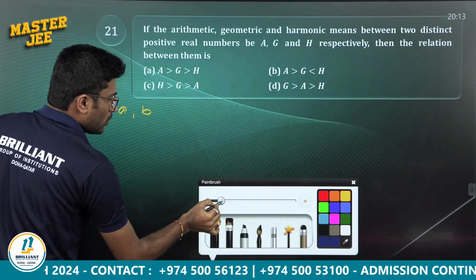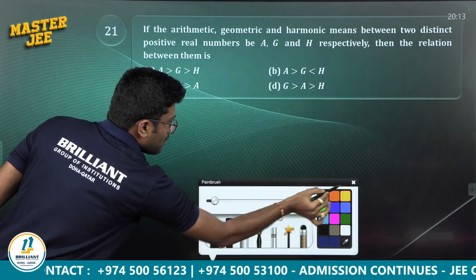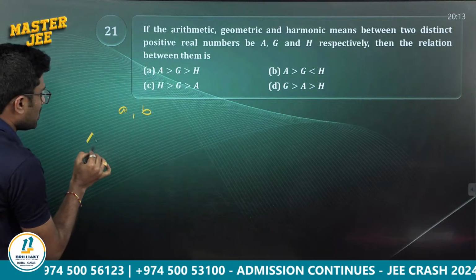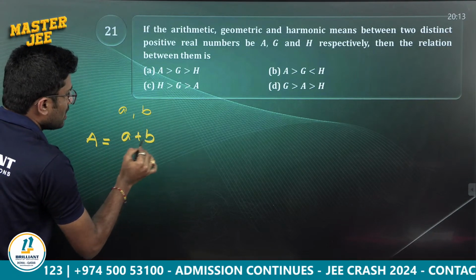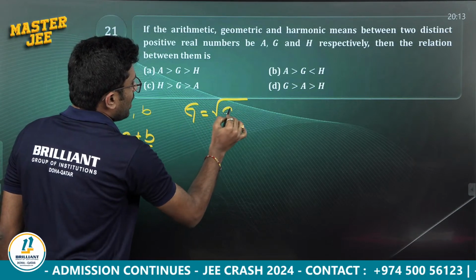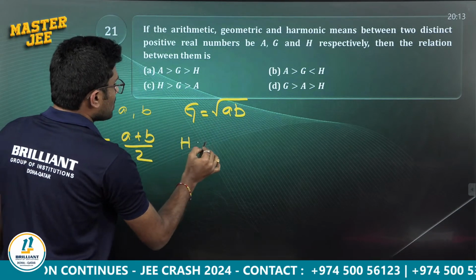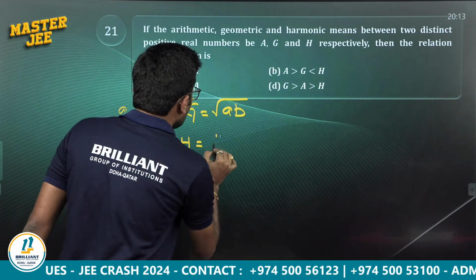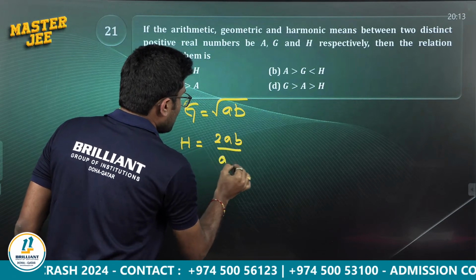Suppose a, b are any two positive real numbers. Now what will be the arithmetic mean of these two? A will be equal to (a plus b) divided by 2. Geometric mean G will be the square root of ab. H will be equal to 2ab divided by a plus b.